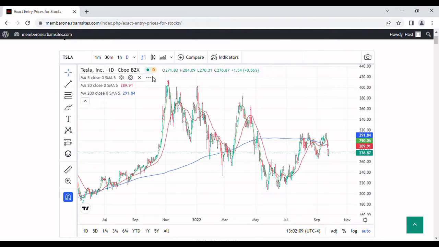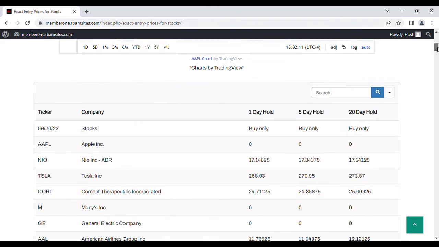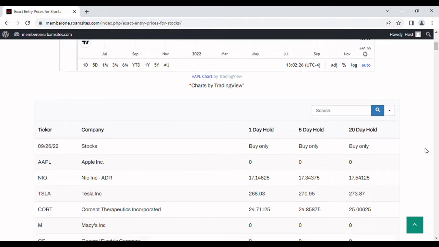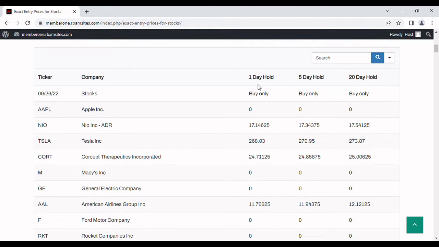So we just take Tesla, we go down here, we could plug it in, but we already have it up, and we find Tesla right here. This is 190 stocks that come out every morning from RBAM Research before 7 a.m. and you can see they're out from Monday, today, the 26th. You can plug Tesla in at the top of the search block, and you get 3 different prices for Tesla. You get a 1-day hold, a 5-day hold, and a 20-day hold.